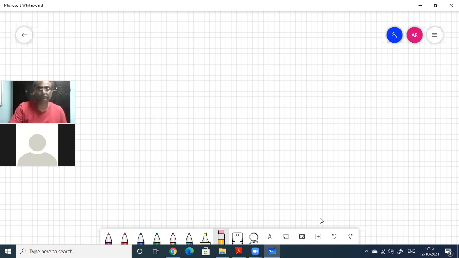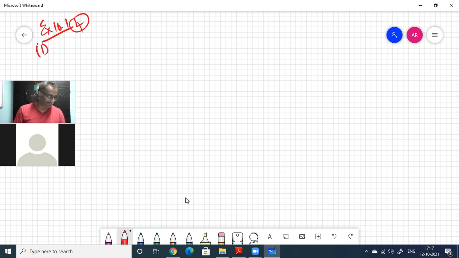First sum we'll do. This is exercise 10.1, fourth sum. Okay, first one. It's telling Z is given, maximize Z is equal to 6x1 plus 8x2. Constraints are given.